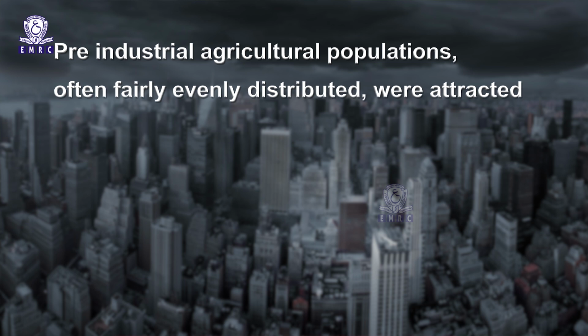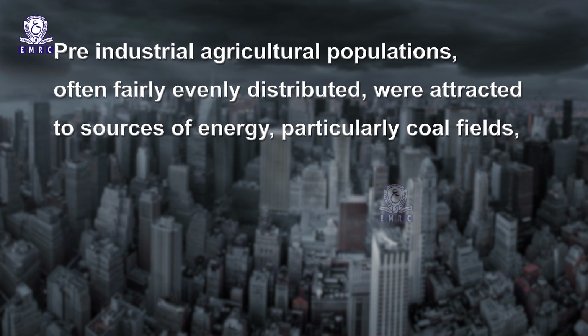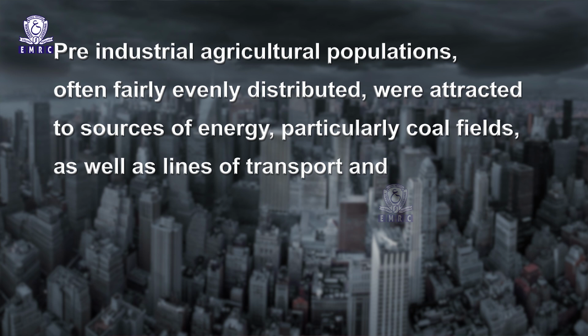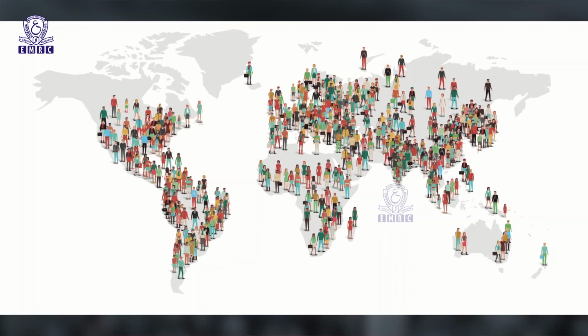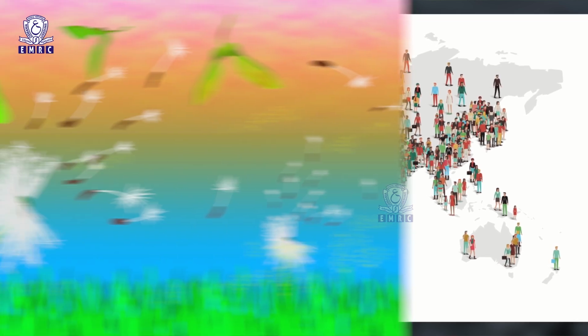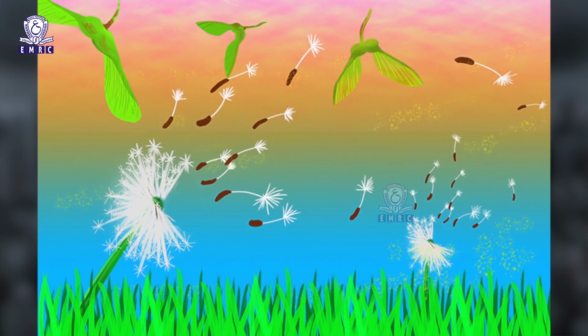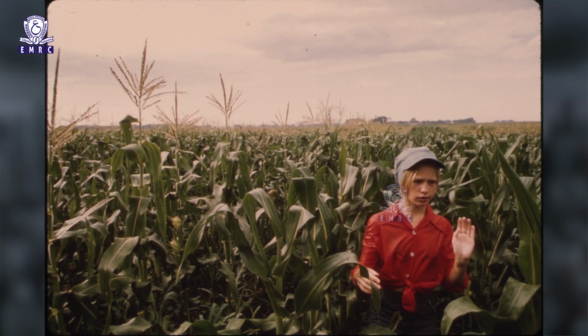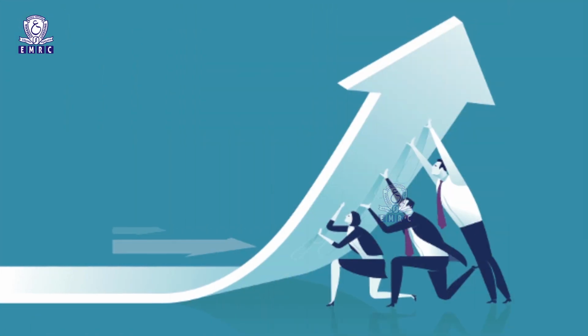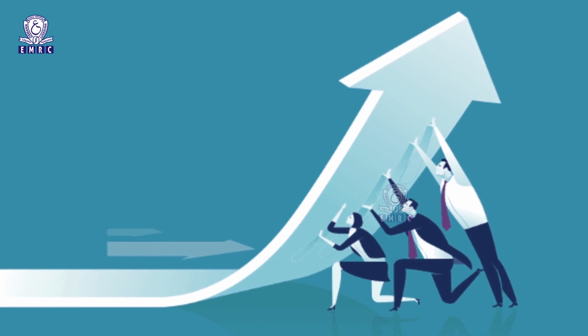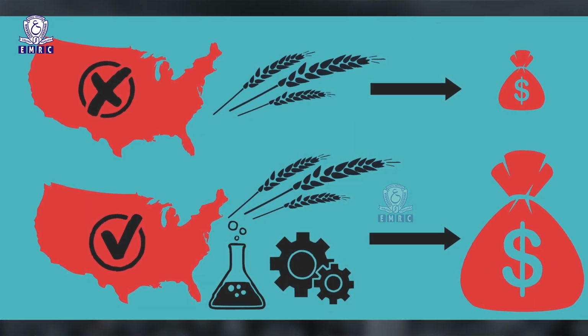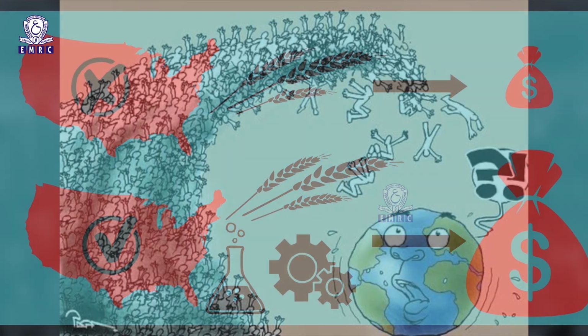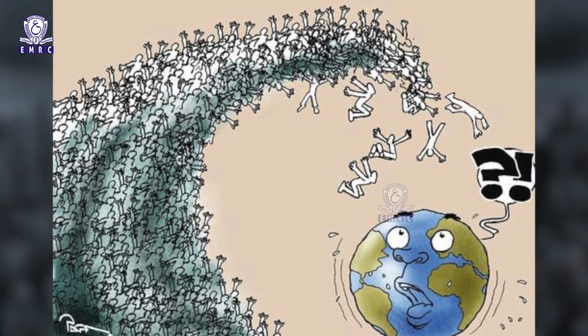Pre-industrial agricultural populations, often fairly evenly distributed, were attracted to sources of energy, particularly coal fields, as well as lines of transport and communication and ports. Dense population concentrations replaced long established patterns of dispersal and generally even distribution. On the whole, it is true to say that increasing complexity and diversity of economic activities encourages unevenness of population distribution.